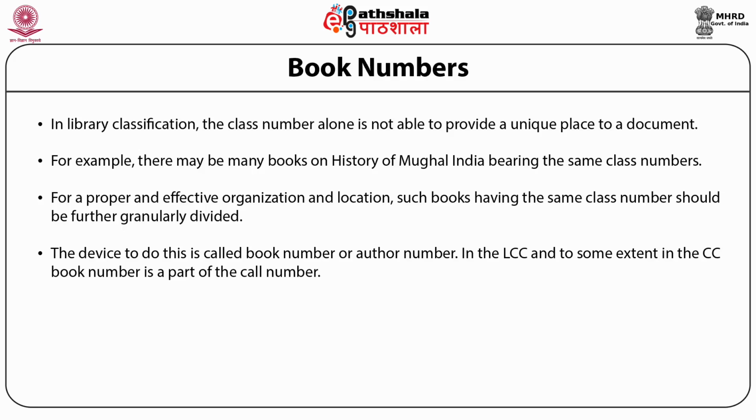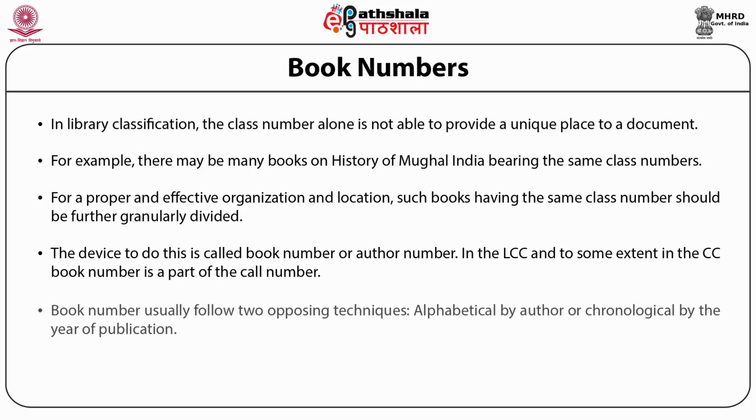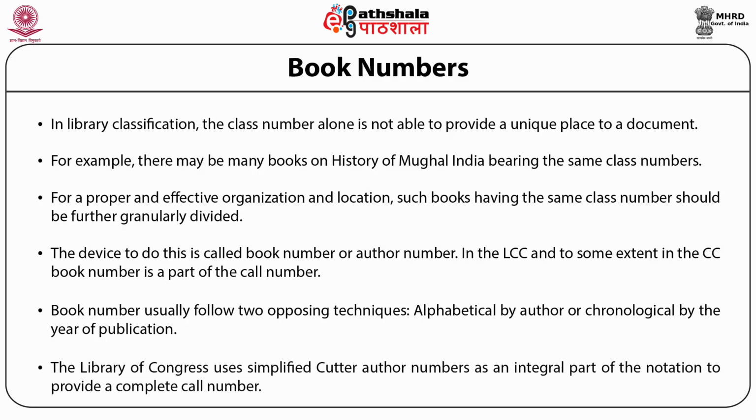In the Library of Congress classification, and to some extent in the colon classification, the book number is a part of the call number. Book numbers usually follow two opposing techniques: alphabetical by author or chronological by year of publication. The Library of Congress uses simplified Cutter numbers as an integral part of the notation to provide complete call numbers, and that Cutter method is alphabetical arrangement by author in nature.